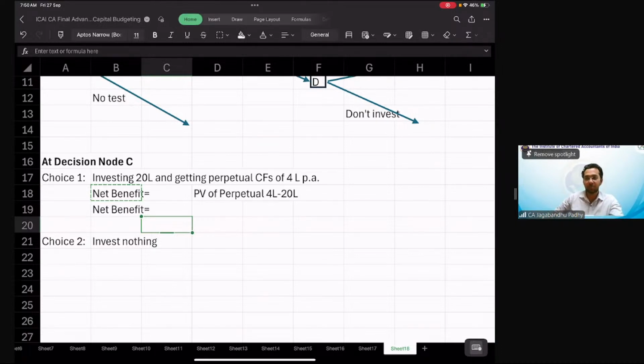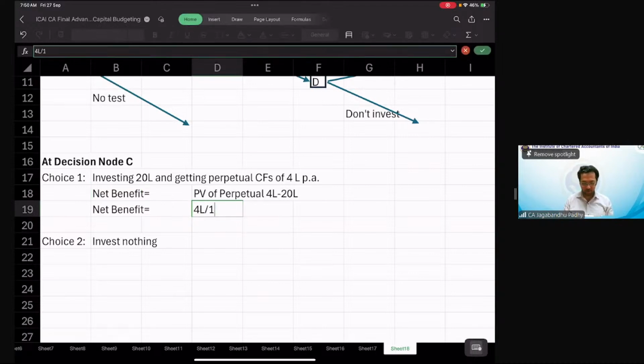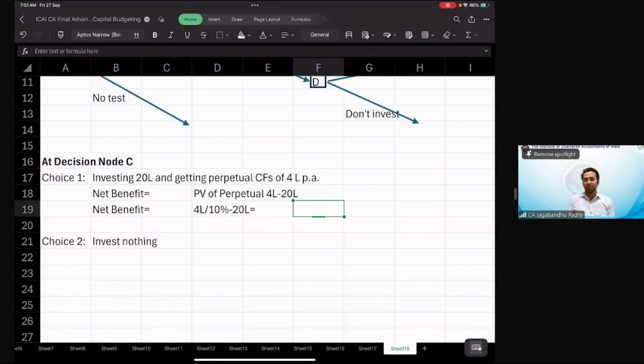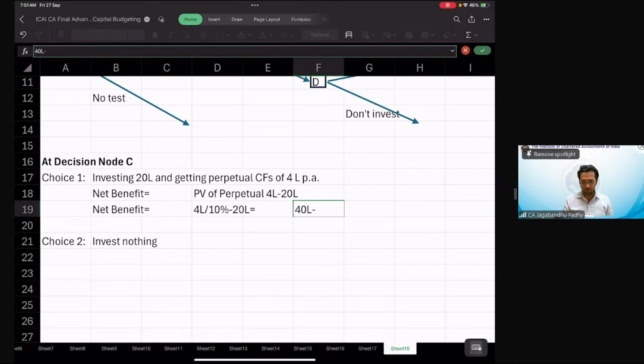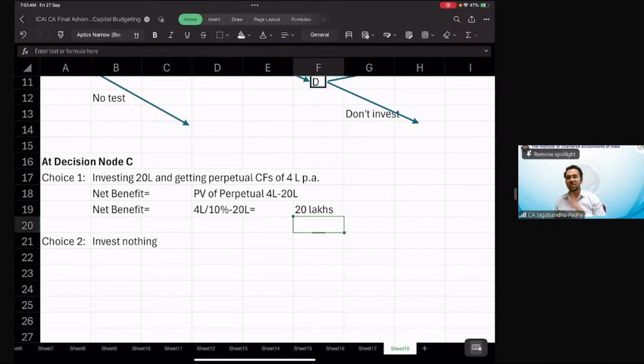What's the perpetual value? Can I say it is simply 4 lakh divided by 10% minus 20 lakh? That's going to be the net benefit, right? Because every year, if you are going to get 4 lakh, the present value of all the future 4 lakhs is nothing but 40 lakhs. That's going to be 40 lakh minus 20 lakh. So the benefit is basically 20 lakhs. Right? So if you go for choice number 1, you get a benefit of 20 lakhs in present value terms.